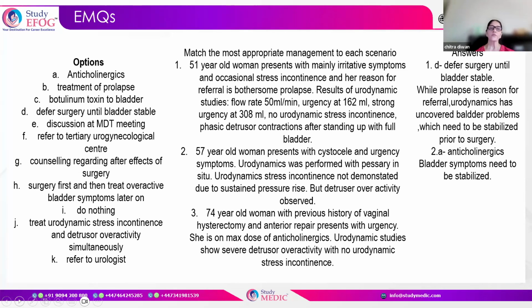Now, next you have this 74-year-old woman. She has history of vaginal hysterectomy and anterior repair, and she presents with urgency. She is on maximum dose of anticholinergics. Even with the maximum dose of anticholinergics, urodynamic studies show that she has severe detrusor overactivity but there is no urodynamic stress incontinence. What will you do for her now? She is on maximum dose of anticholinergics. Is there any other drug that she can be offered or any other procedure that could be done for her?